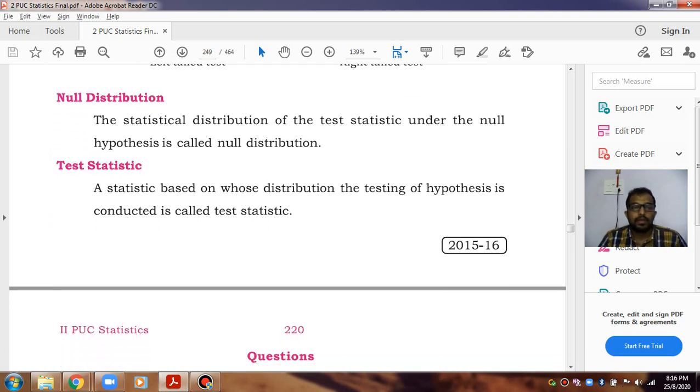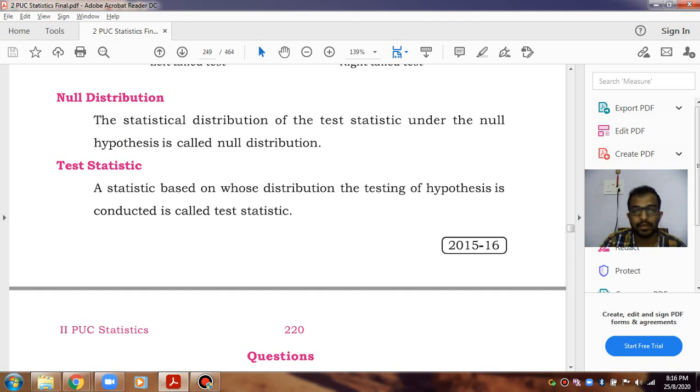Next, null distribution. Null distribution is nothing but, students, distribution under the null hypothesis. Whatever distribution is there under the null hypothesis is called null distribution. That is whatever sum that we take to do.